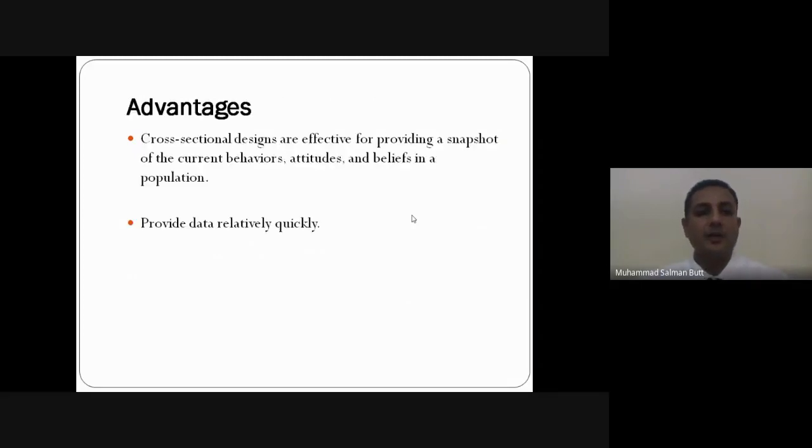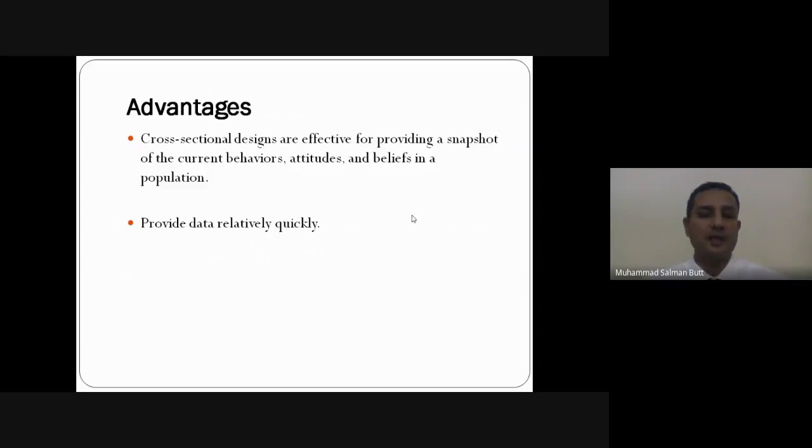There are some advantages of the cross-sectional study design. It is effective for providing a snapshot of the current behavior, attitudes, and beliefs in a population. The second one is that it provides data relatively quickly, as you make a quick effort and collect the data only once, so it is not that time consuming, but it will give you a snapshot. The word snapshot is representative of cross-sectional study design. So whenever someone asks you what you mean by cross-sectional study design, you can simply say it's a snapshot.